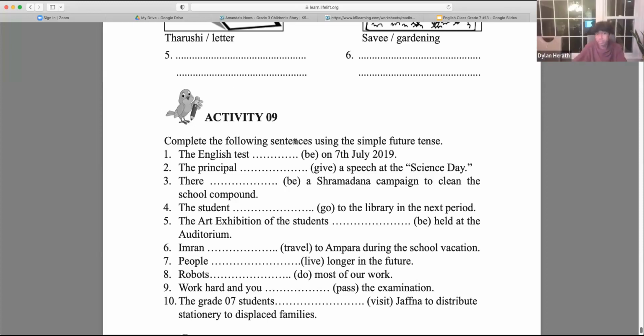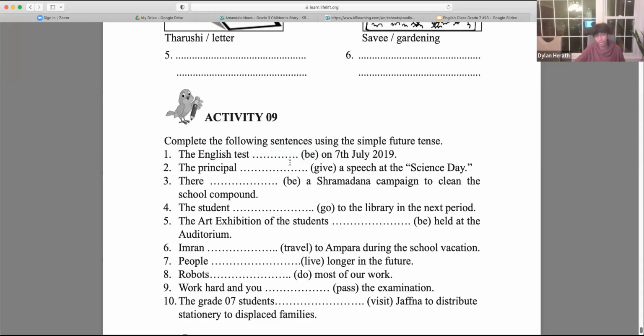So for number 1, the English test blank, we have the word be in here. Be on 7th July 2019. So what word would be used? Say this is in the future. Say you were in July 6th, 2019. What will we say for the English test?